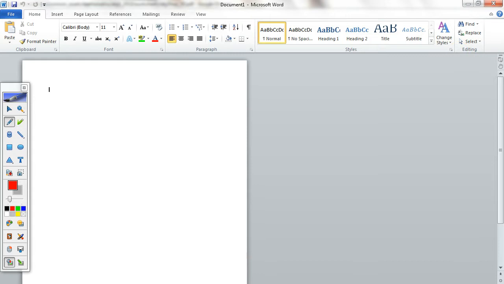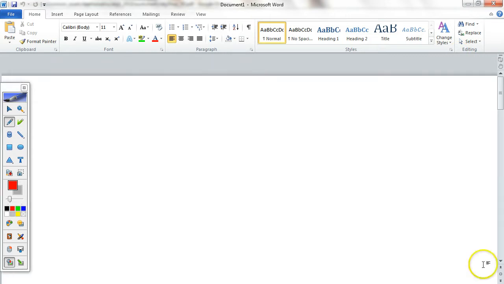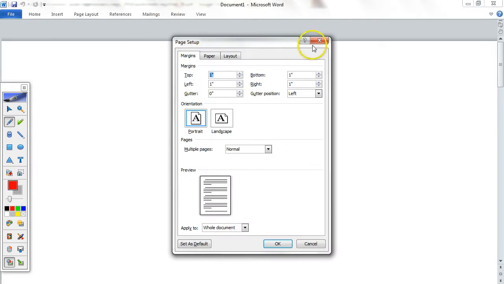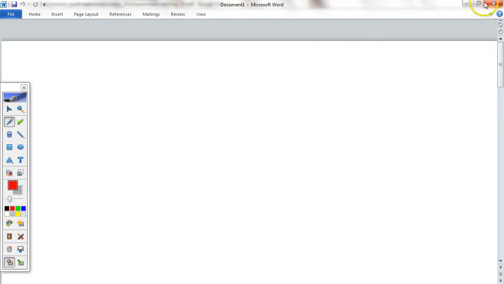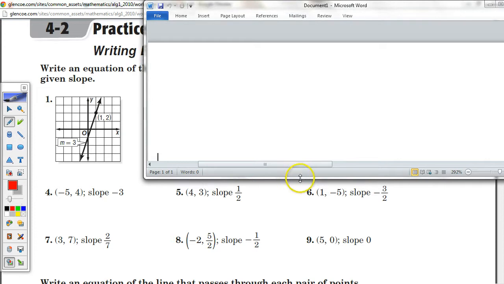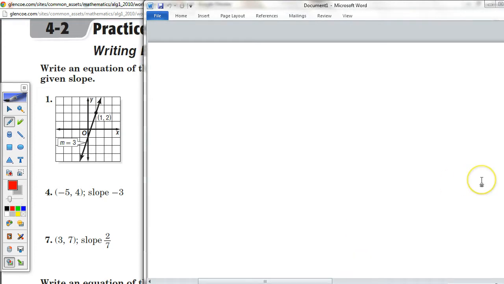Alright, make that a little bit bigger. Get rid of that. And just bear with me while I have this set up. Okay, so we have some blank space here we can work with.